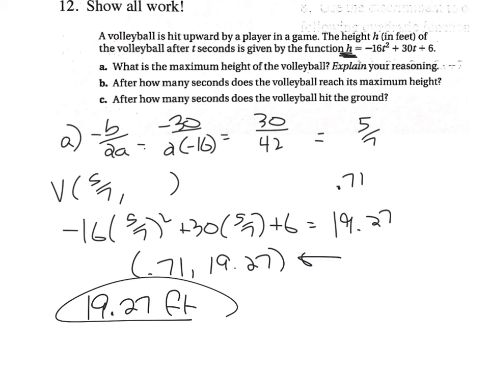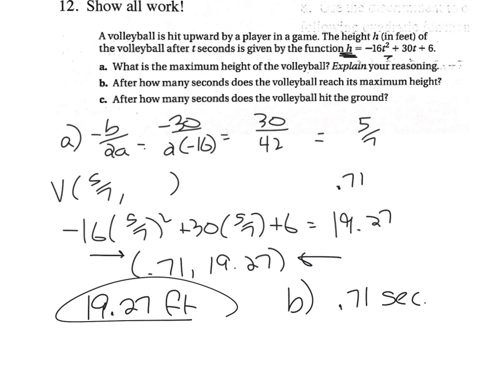Part B says, how many seconds does a volleyball take to reach the height? Now, t is time. That's the x. All right. So the x part of my vertex, the answer to B is going to be the x part of the vertex, which is the time it took to get there, which is barely over half a second, so 0.71 seconds, which just makes sense.